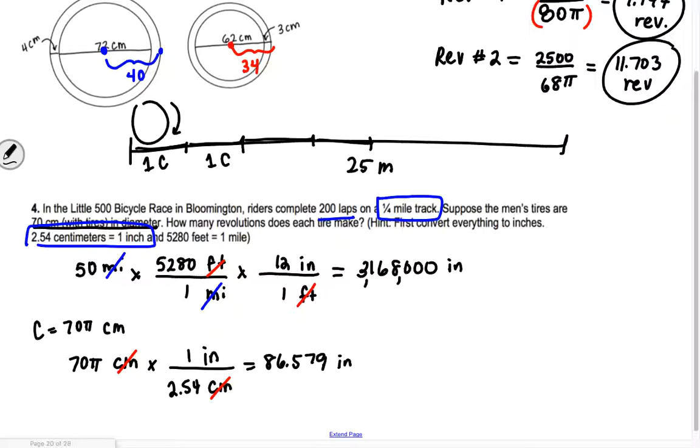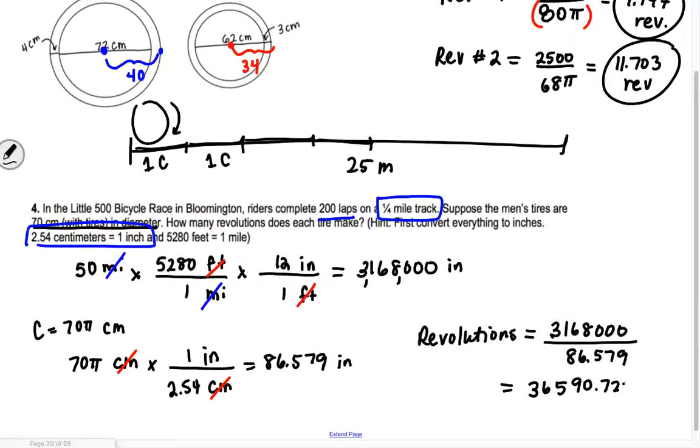So last thing, it says, how many revolutions do the tires make? So how many times does that tire go around? So we take our total distance and we see how many circumferences fit inside of it. So we divide it out. The number of revolutions is more than 36,000. That's a lot. Okay, does that make sense how we do that?